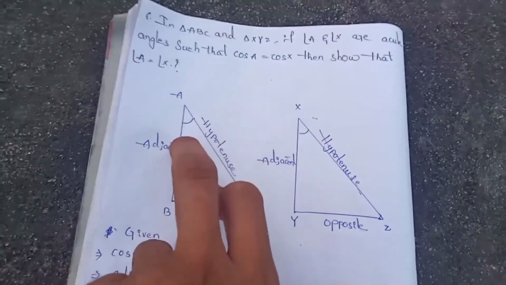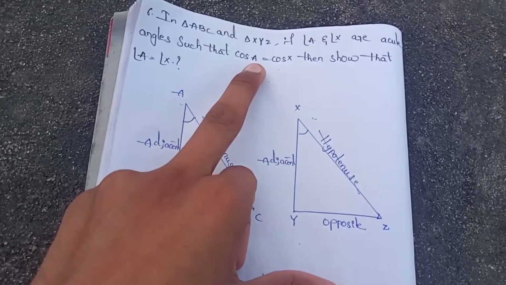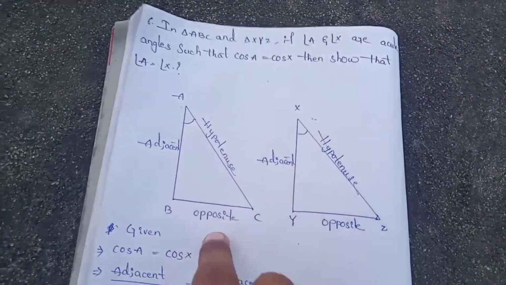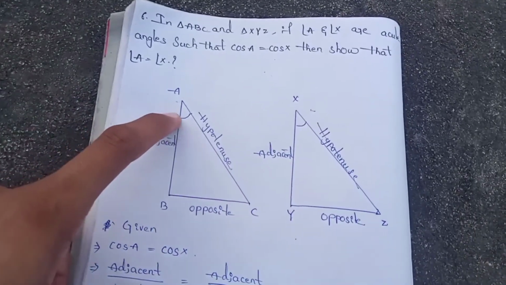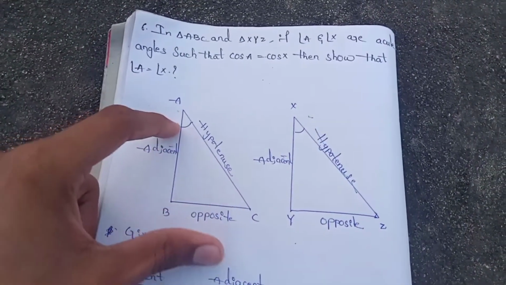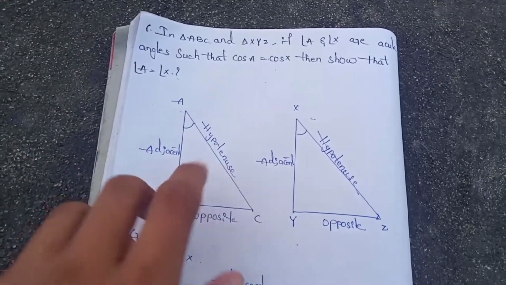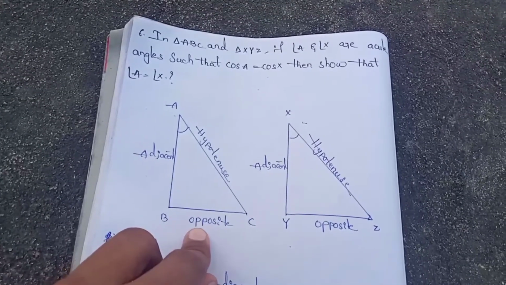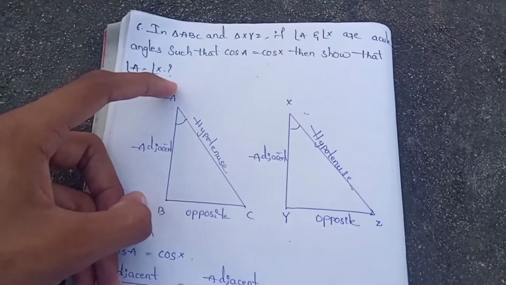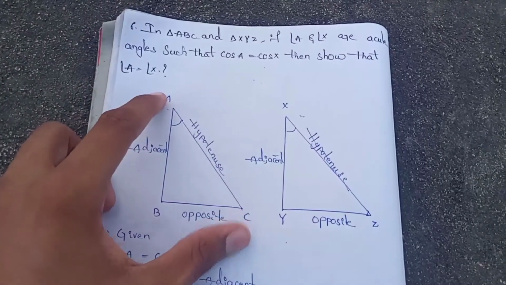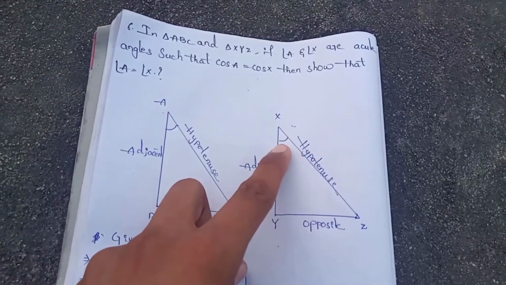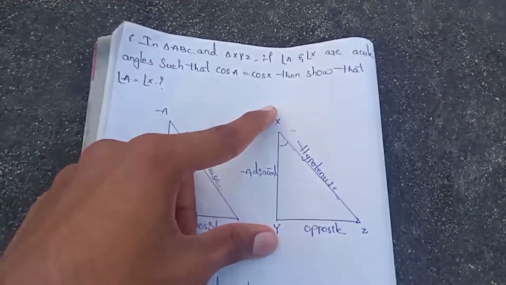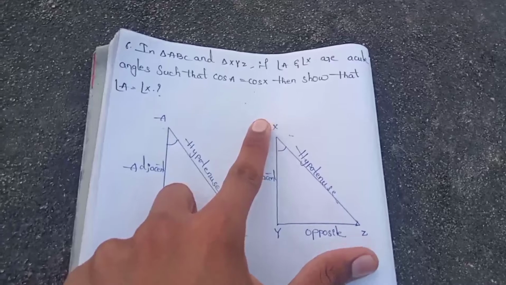Now what should we point out here? The angles given are A and X. First of all, by pointing at angle A, we have to write which is opposite, which is adjacent and which is hypotenuse. Opposite to angle A is BC, so we write opposite here. Adjacent means AB. Hypotenuse means AC. When we point out angle X in the same way, YZ is opposite, XY is adjacent, XZ is hypotenuse.